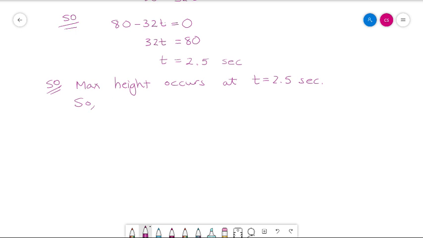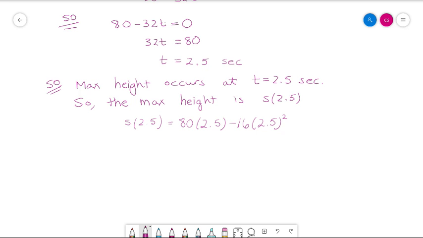So the max height is s of 2.5. All right, that's the position function. The height that the ball travels is the position of the ball. So let's plug that in to s of t. Remember, s of t is 80t minus 16t squared. So 80 times 2.5 minus 16 times 2.5 squared.